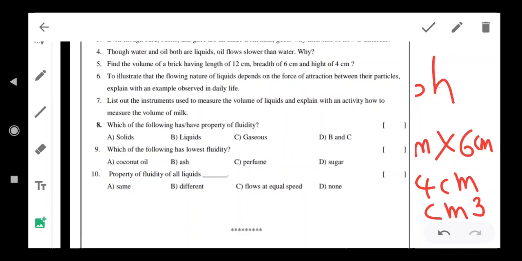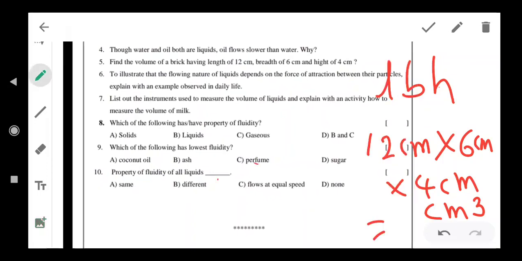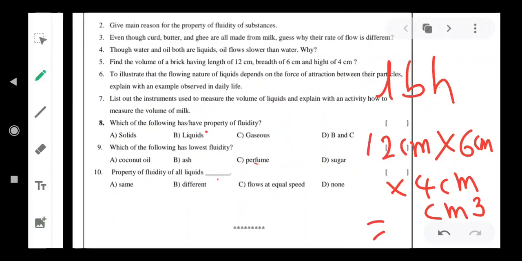Eighth one. Which of the following have the property of fluidity? We already discussed that solids don't have the property of fluidity. Liquids and gases have that property. So B also has the property of fluidity. Gases also have the fluidity. So B and C is the answer. So the correct answer is D.